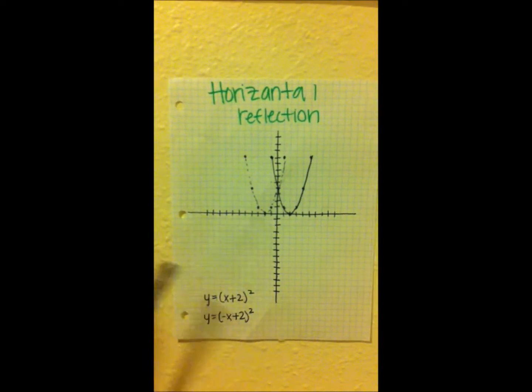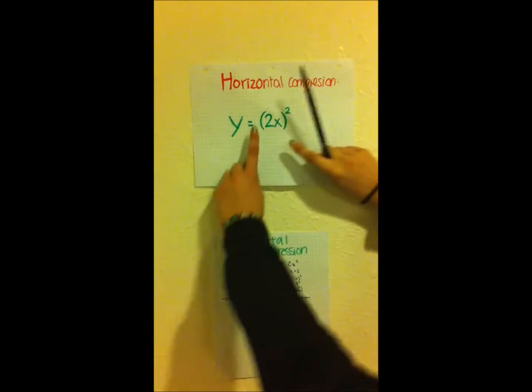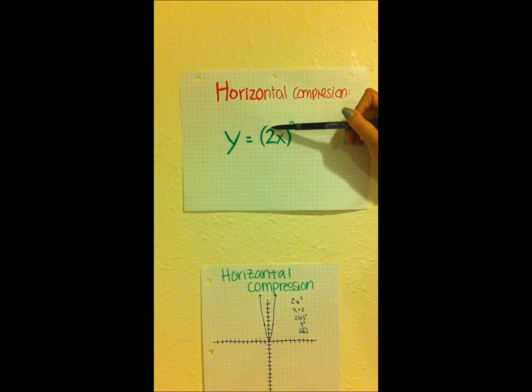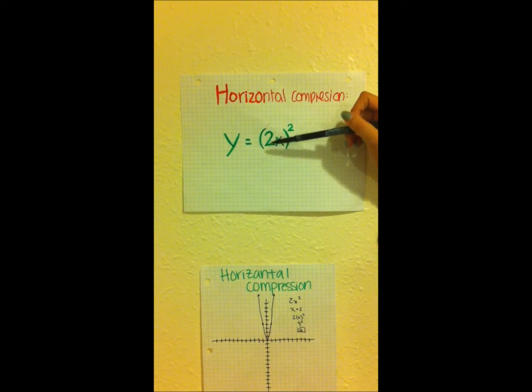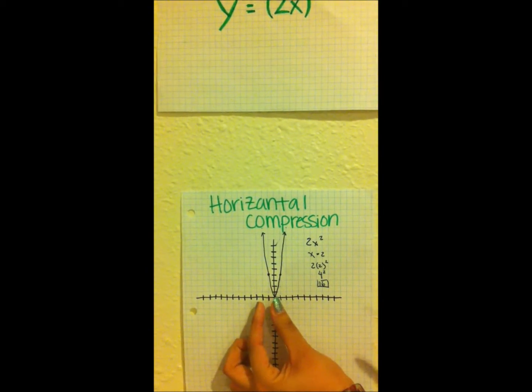For horizontal compression, you have to multiply the x in the parentheses times a number greater than 1. So here we have the example as 2, and on the graph it would look narrower.